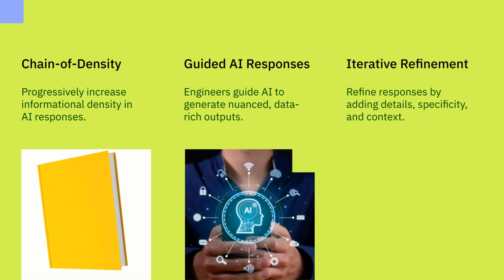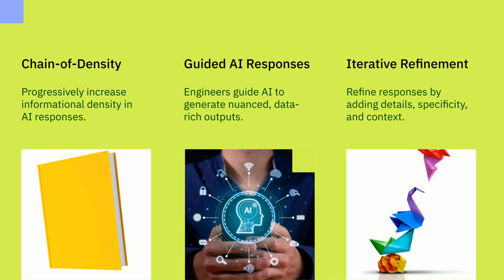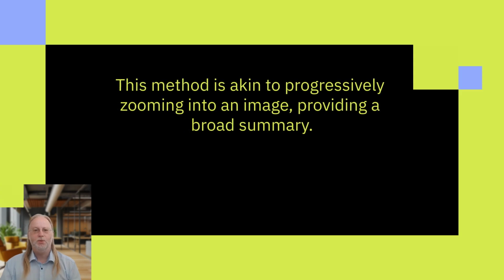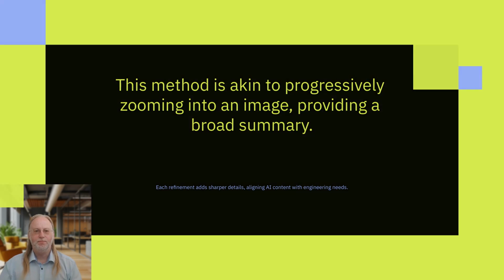The process involves iterating over an initial prompt multiple times, each time refining the response by introducing more details, technical specificity, or contextual layers. This method is akin to progressively zooming into an image. The first iteration provides a broad, high-level summary, and each subsequent refinement adds sharper details and deeper insights. This results in AI-generated content that is not only more informative, but also more aligned with complex engineering requirements.